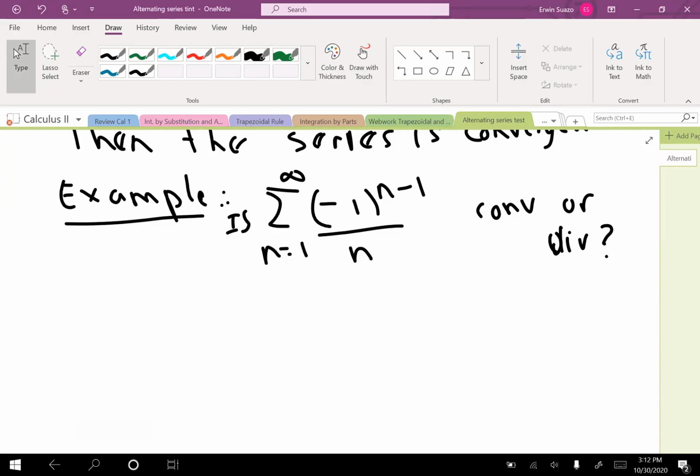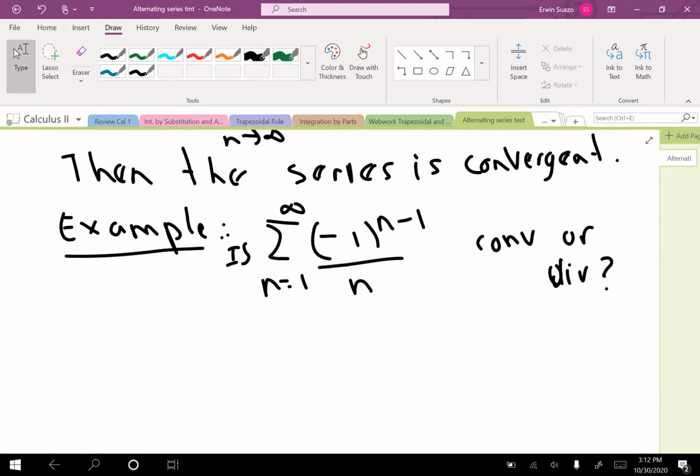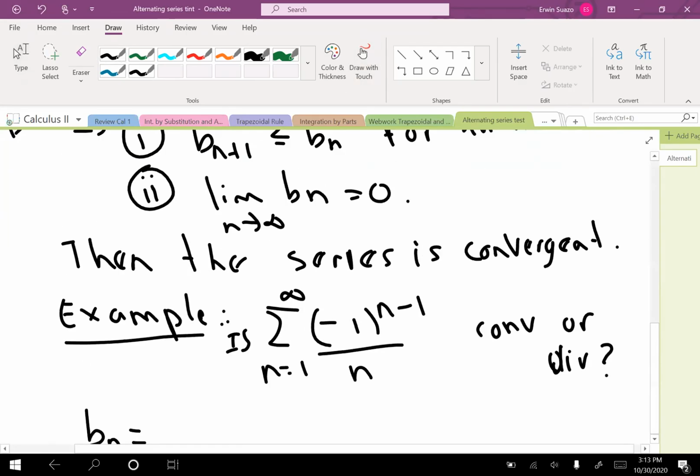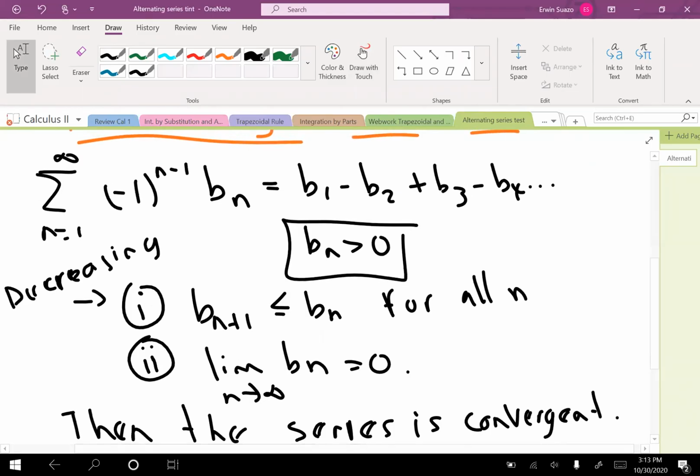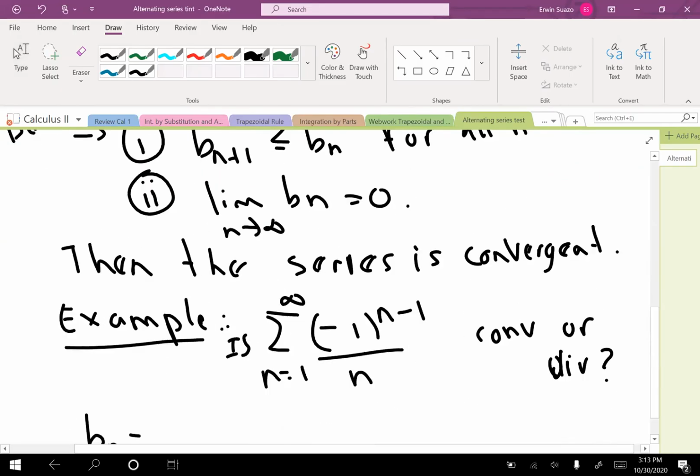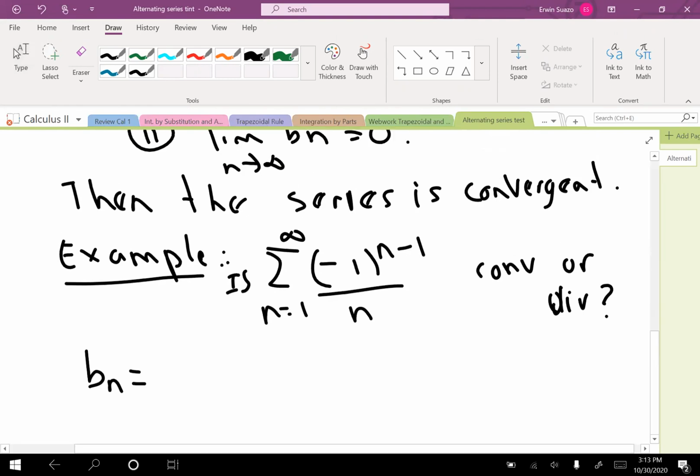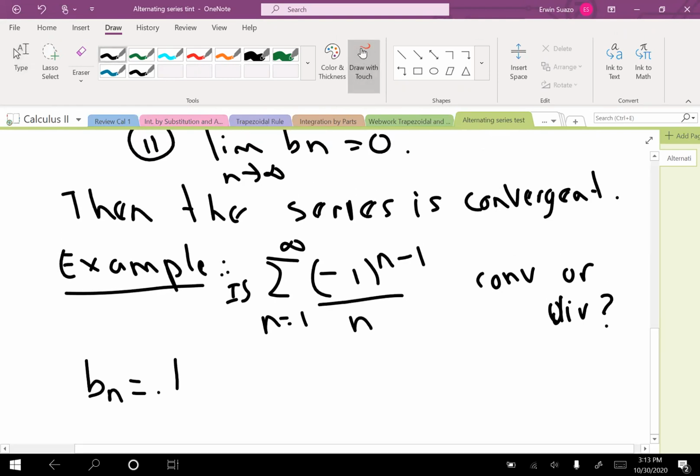Okay, so what we need to check. So first question you must ask, what is Bn? What is Bn in this problem? 1 over n. 1 over n, yes. So Bn is 1 over n. You don't worry about the negative stuff, because that's part of any alternating series.